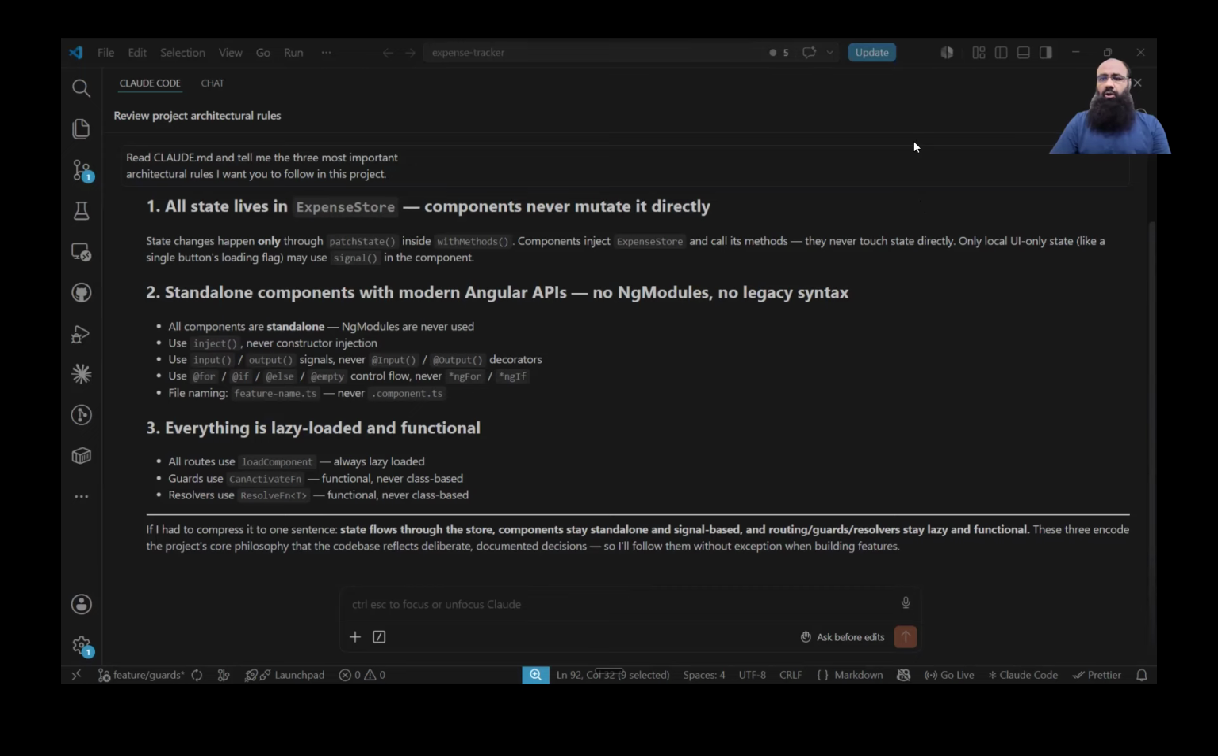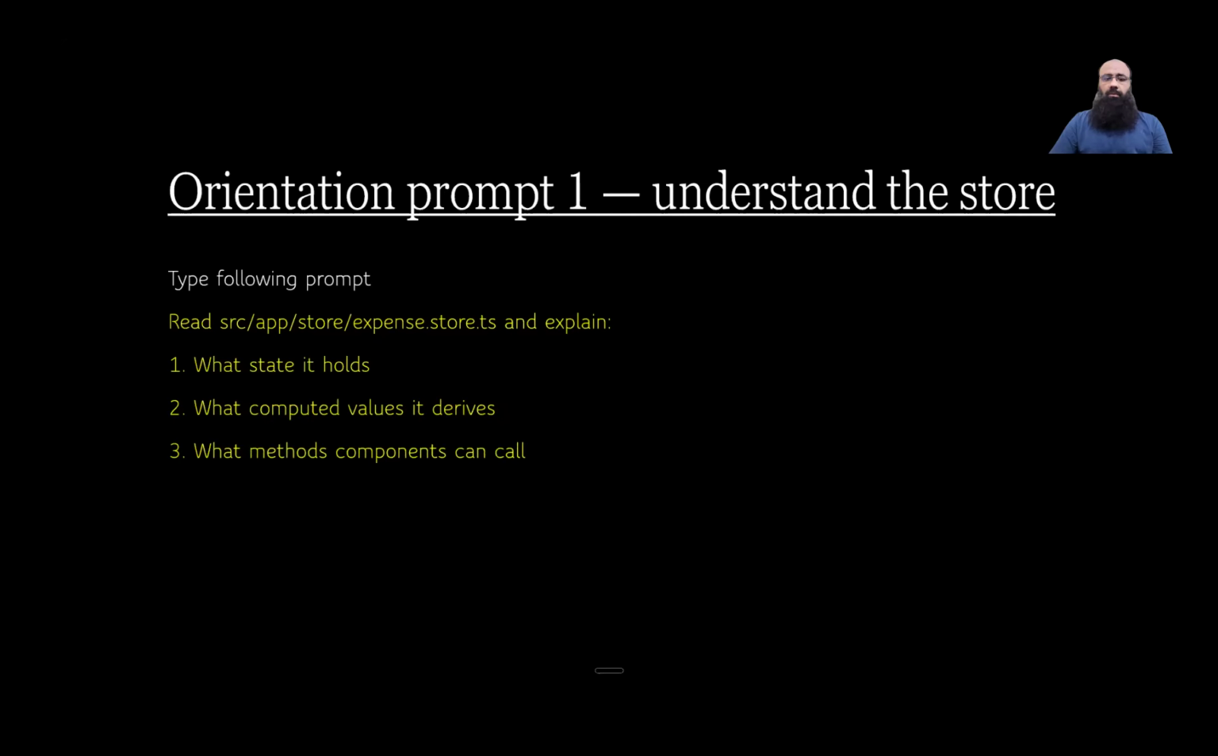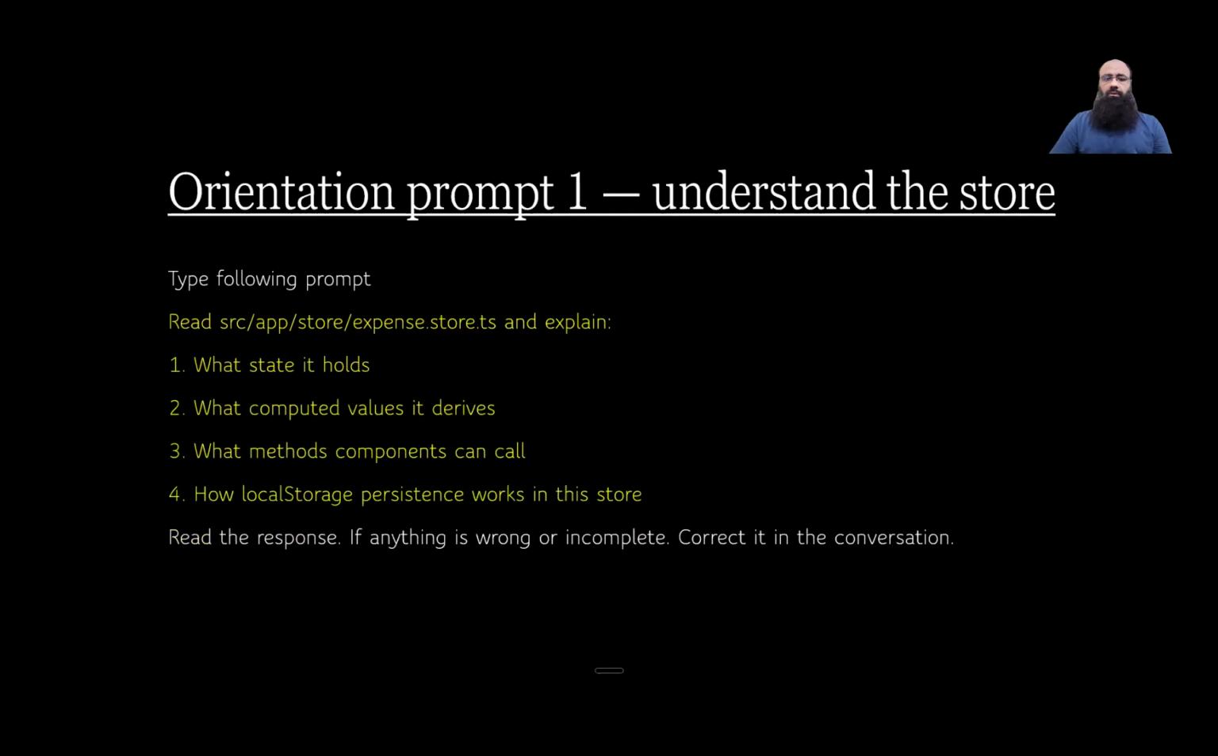So let's move to the orientation prompts now. Here is our orientation prompt. For the first orientation prompt, we are going to provide a specific file, which is the expense.store.ts file. And we are going to ask Claude to explain what state it holds, what computed values it drives, what methods components can call, and how local storage persistence works in this store. Let me copy this prompt and see what answer Claude provides.